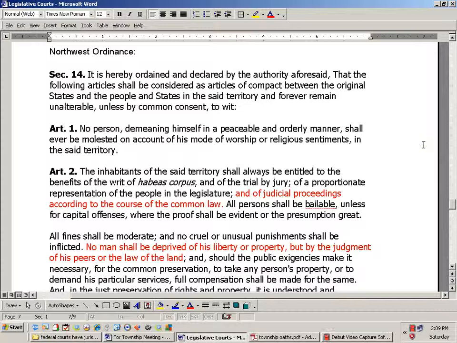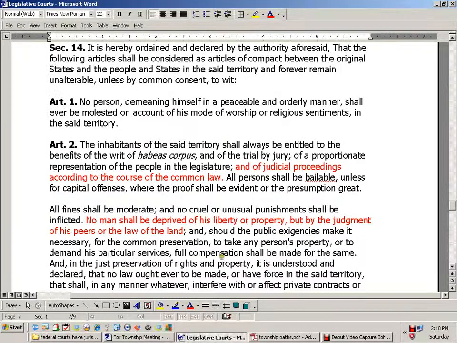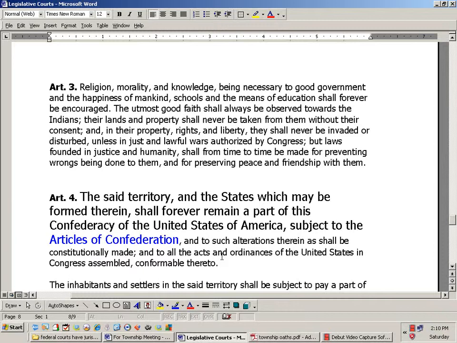And a little bit on the Northwest Ordinance. This is what happens, right? Now they've said that this is the organic law and it applies to these federal districts, and it's the local constitution. And it says, so judicial proceedings according to the course of common law. No man shall be deprived of his liberty or property but by judgment of his peers or the law of the land. The said territory and the states which may be formed therein shall forever remain part of the Confederacy of the United States of America, subject to the Articles of Confederation.